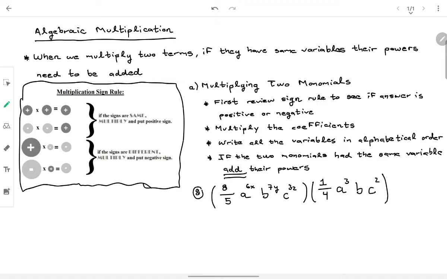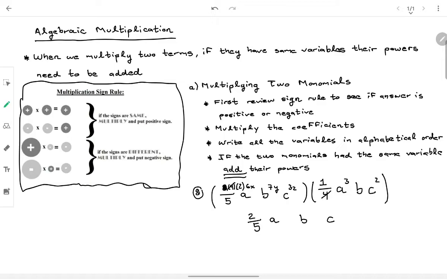So in this case, we have two positive ones, so our answer is going to be positive, we can multiply the coefficients. Maybe we can see that 8, we can put it as 4 multiplied by 2, so we can simplify it from the beginning, eliminating this 4 with this 4. So our answer of numbers is going to be 2/5. Then we will put our variables, in this case a, b, and c.